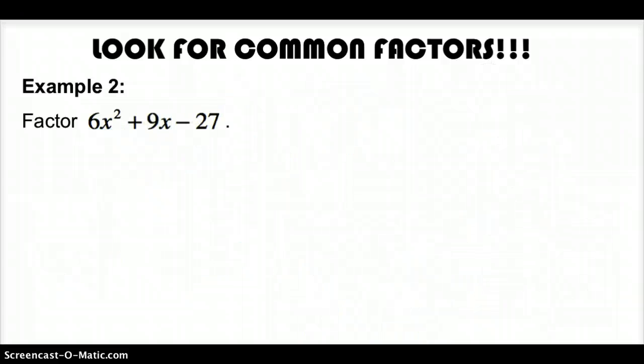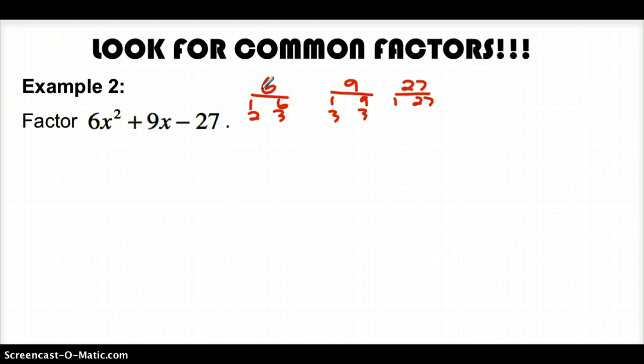So again, the first thing I'm going to do is look for my common factors. I have 6 and 9 and 27. So again, we'll go ahead and maybe write out the factors of these coefficients. It doesn't look like all the terms have an x in common, so I've got 1 times 6 and 2 times 3. For 9, I would have 1 times 9 and 3 times 3. And then 27, I've got 1 times 27 and 9 times 3, or 3 times 9. So we can see that this 3 here is the greatest common factor.